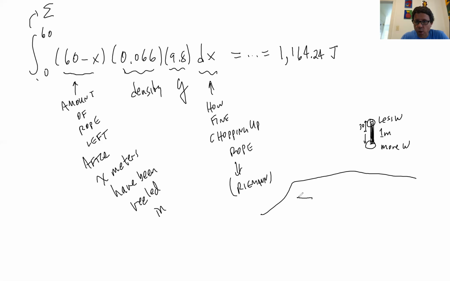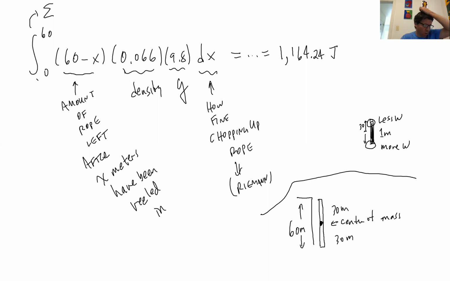If you knew that the rope was of constant density all the way out, there is something called the center of mass. And maybe you know what the center of mass means. If you have a 60 meter rope, where is the center of the rope? The answer is right in the middle, as long as it's uniform all the way through. The center of mass is right in the middle, 30 meters on top, 30 meters on the bottom. So this is a trick.